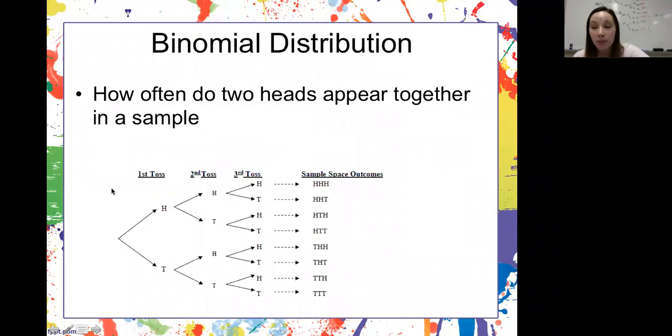So here's another example of our binomial distribution. How often do two heads appear together in a sample? So I'm pretty sure that was the one I did earlier. So you would just go and you would find how many of our iterations have two heads, then you would add those all up to find out the probability.